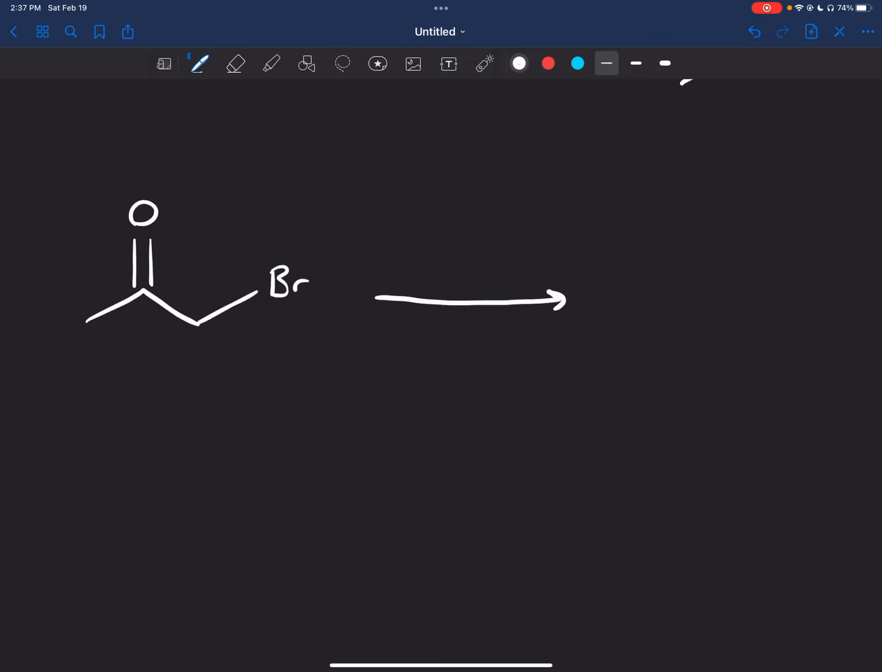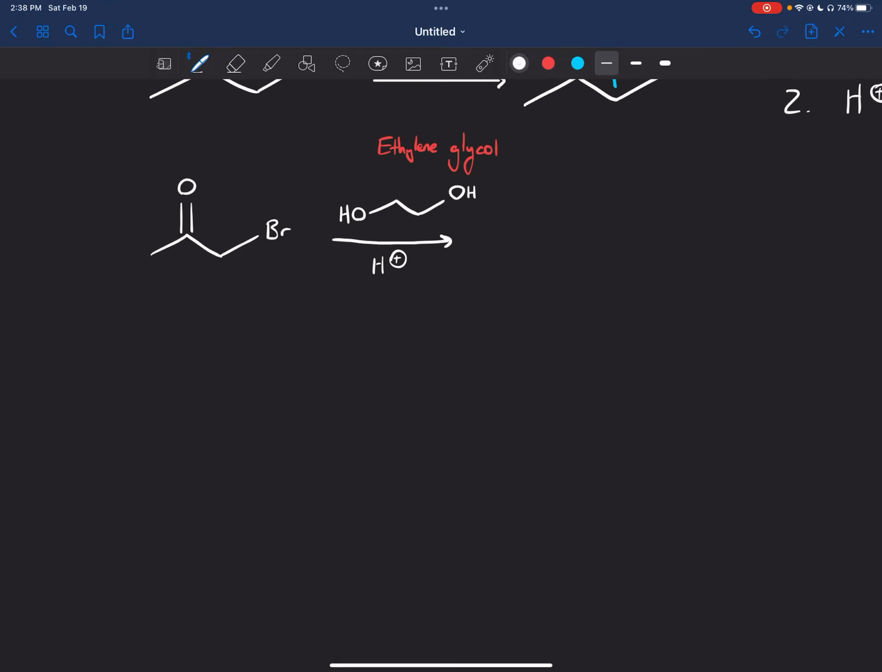So what you're going to write on your arrow is this. You've seen this in the previous videos. That's called ethylene glycol, and it's a very simple acetal. And we write it with some form of acid like H+. That's the easiest one to do. What is this going to do? How is it going to look?